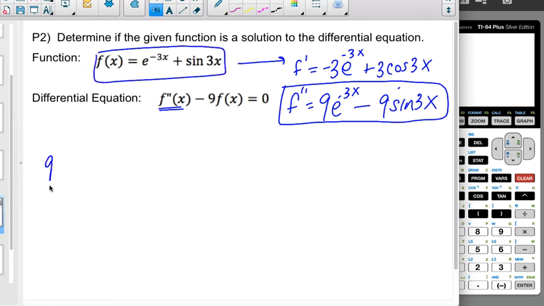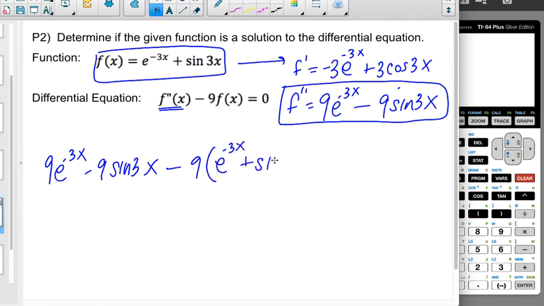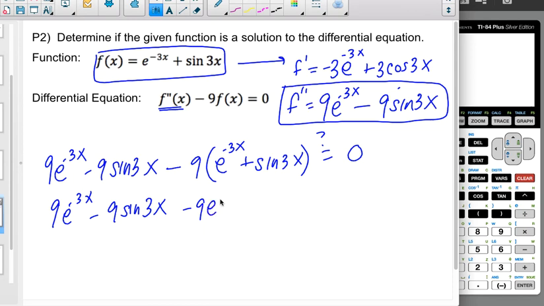So let's see what happens. F double prime is 9e to the negative 3x minus 9 sine of 3x minus 9, and then in parentheses, I'm going to go ahead and write what this original function is. Right, so now we're going to clean up, and the question is, does this equal 0? So I have 9e to the negative 3x minus 9 sine of 3x minus 9e to the negative 3x minus 9 sine of 3x equals 0. Well, these two sum to 0, which is great, but these two don't because they're both negative 9s.